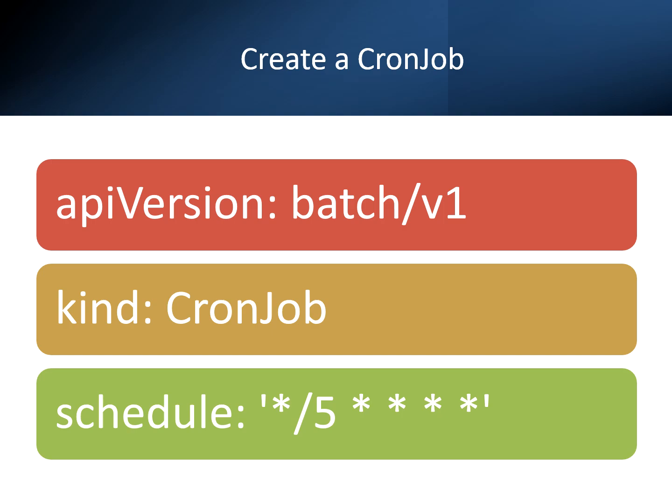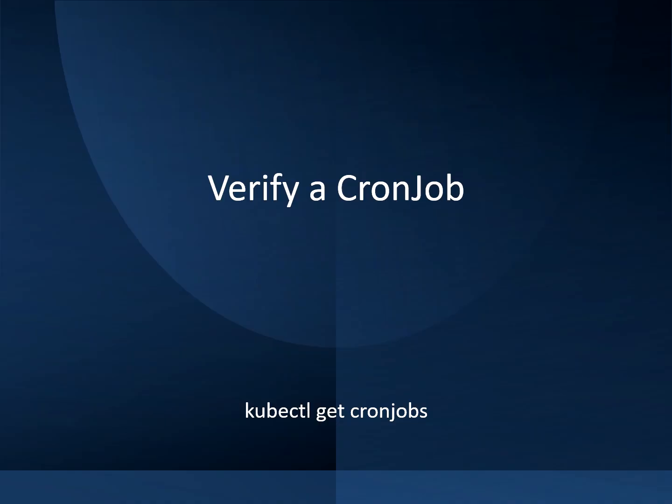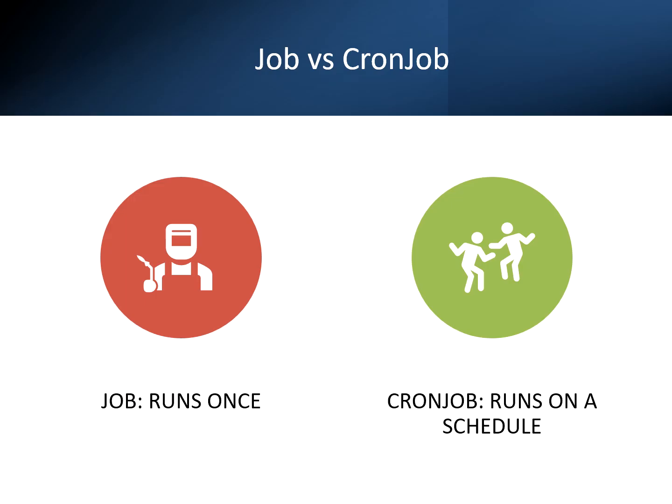Creating a cron job: API version batch/v1, kind CronJob, and schedule. This schedule means it is going to run every 5 minutes. So it will automatically trigger a new job every 5 minutes as per the schedule, hence it's a cron job. Verify the cron job by using the command.